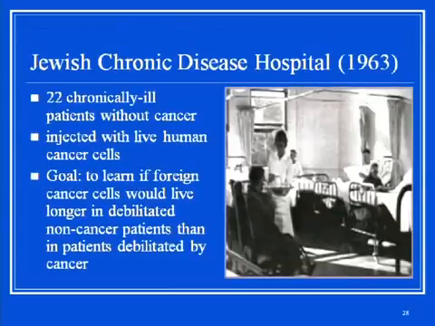Next, we have the Jewish Chronic Disease Hospital, and these atrocities occurred in 1963. There were 22 chronically ill patients without cancer, and they were injected with live cancer cells. Their rationale was that they wanted to learn if foreign cancer cells would live longer in debilitated non-cancer patients than in patients debilitated by cancer. So they were just curious.